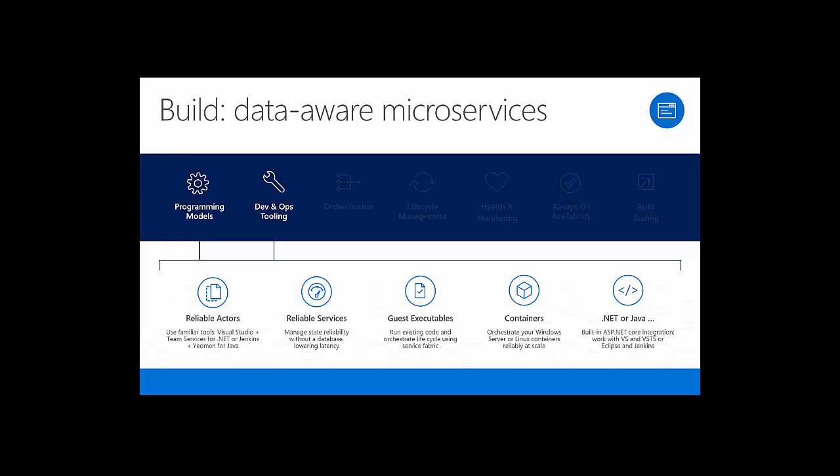The guest executables are, of course, as we mentioned, where you can bring existing code basically unmodified. You just package it up and give it to us. And containers are, if you have Windows or Linux containers, you can run those. The programming languages that we support first class today are .NET and Java. But there's also tons of support, especially in our management pipeline, for REST, HTTP-based APIs, as well as PowerShell and Azure CLI.